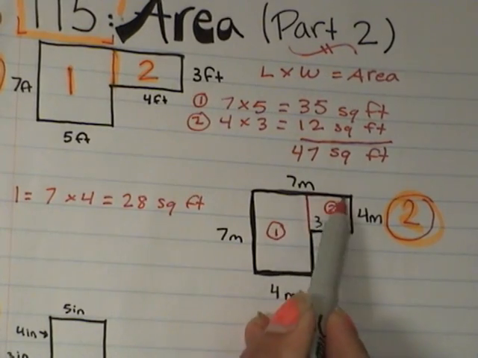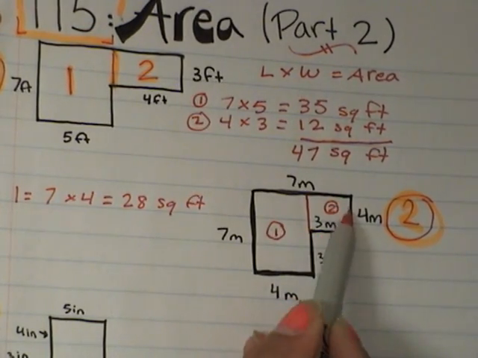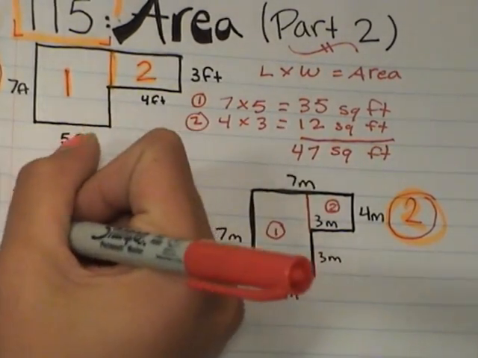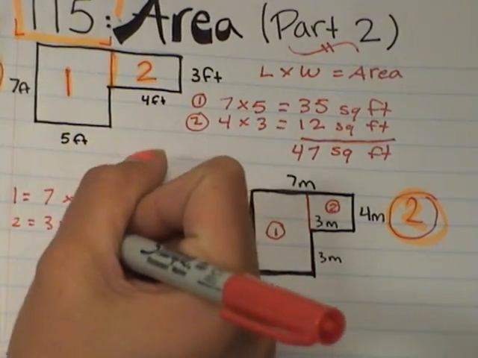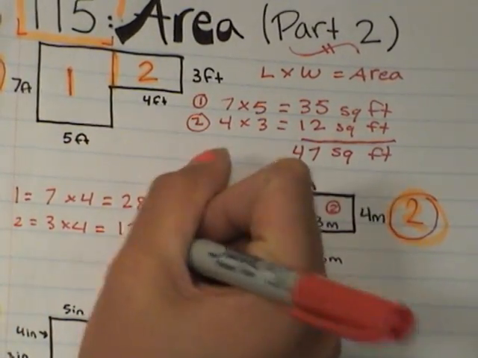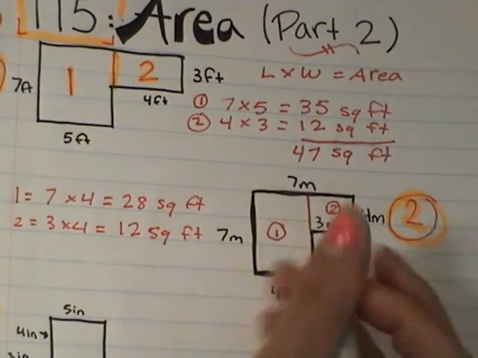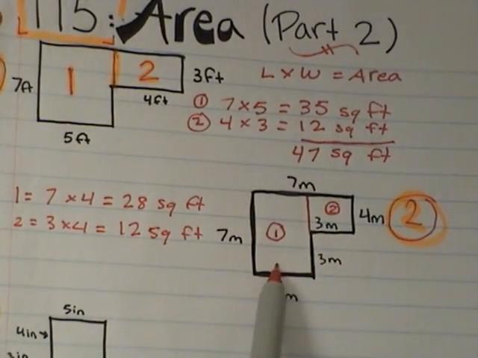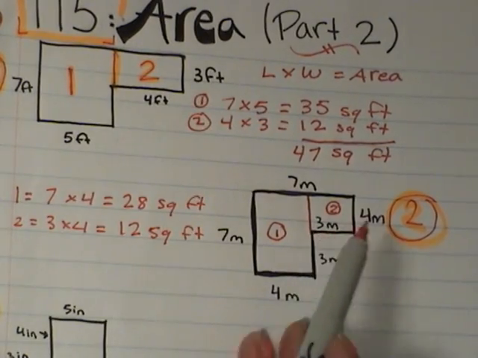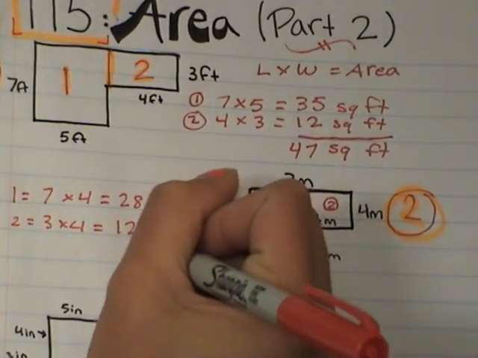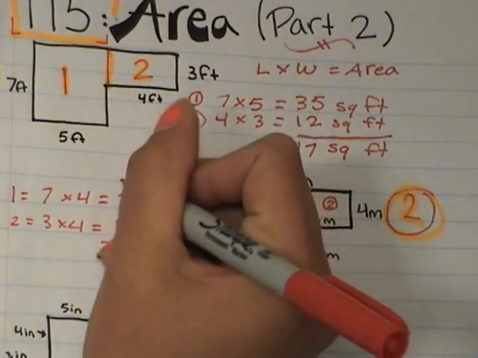3, so this must be 3, and this is 4. 3 times 4, it's almost the same as the other one. 12 square feet. Alright, and now if I found the area inside of here, and I found the area inside of here, I have to add them together.